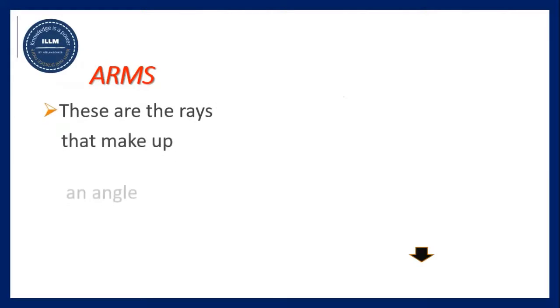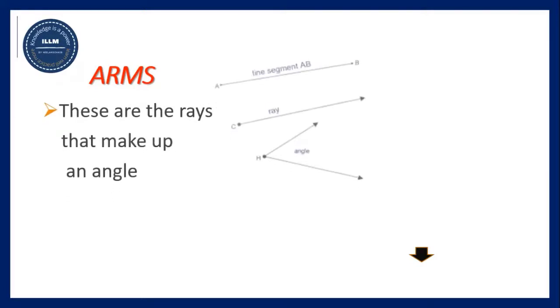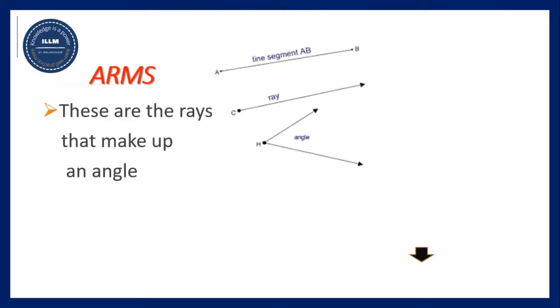What are arms? These are the rays that make up an angle. And how can we differentiate between a line segment and a ray? A line segment is simple, a line which has no arrow on both ends. Here you can see a line segment AB which doesn't have arrows on both ends. But on the other hand, a ray is a simple line having an arrow at one end. You can see here a ray named C. It has only one arrow at its right end.